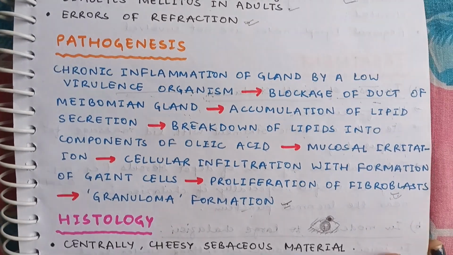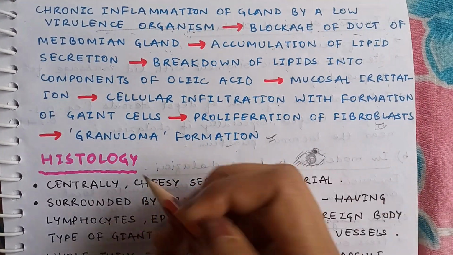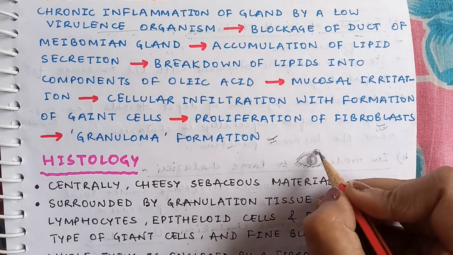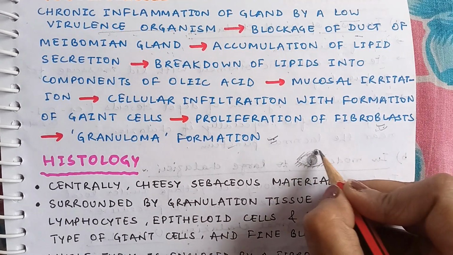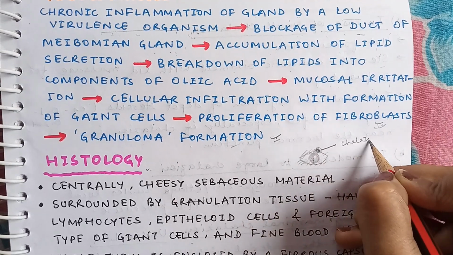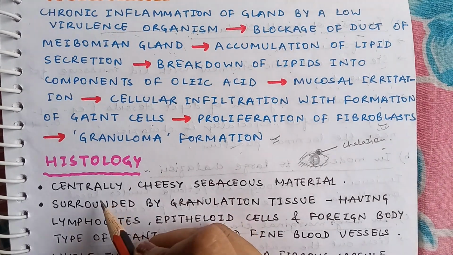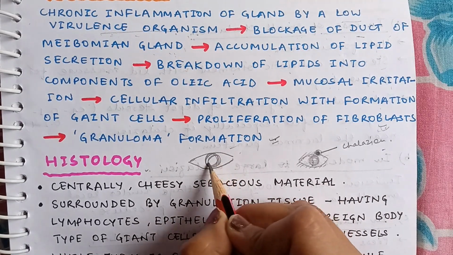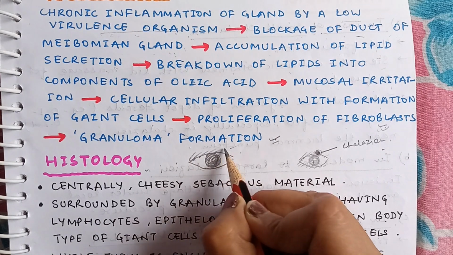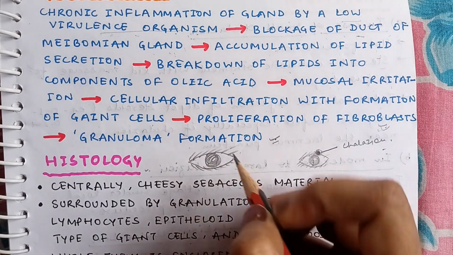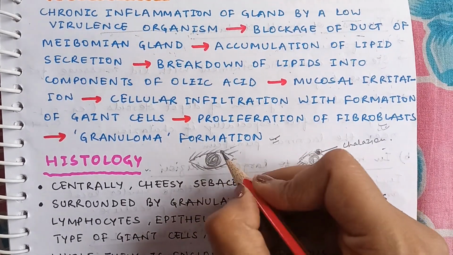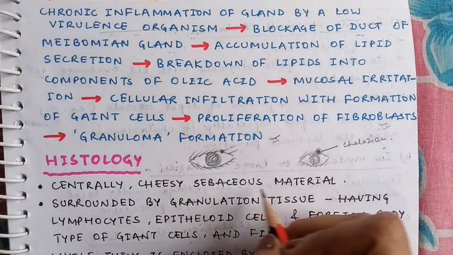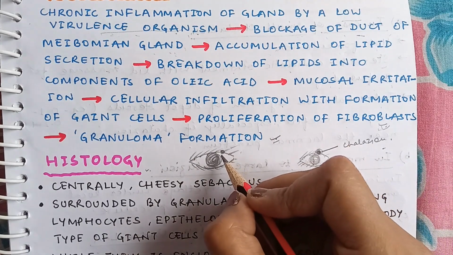So let's see the histology. What is its histology? This is our eye, and there is a lid lump here, which is known as chalazion. Let me draw a large eye. This is our eye, this is our eyelid, and here I am drawing a lump. Centrally there is cheesy sebaceous material. This is the lid lump.